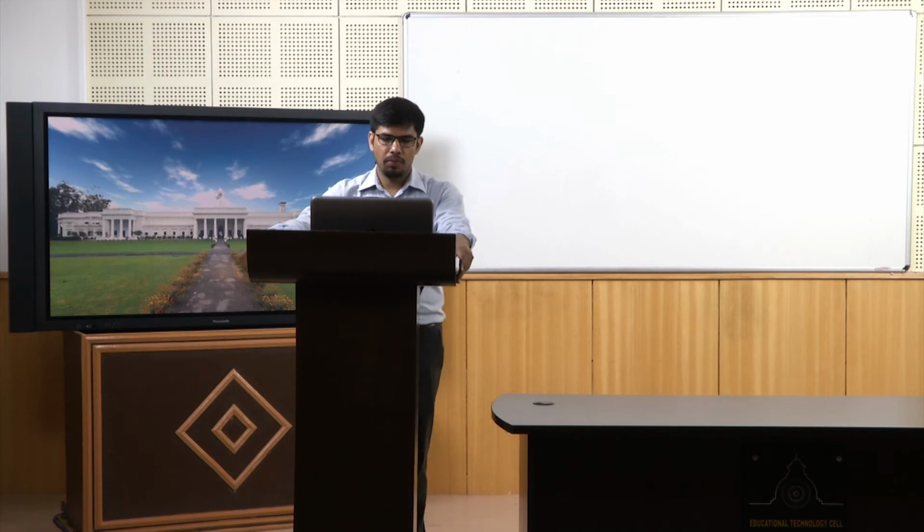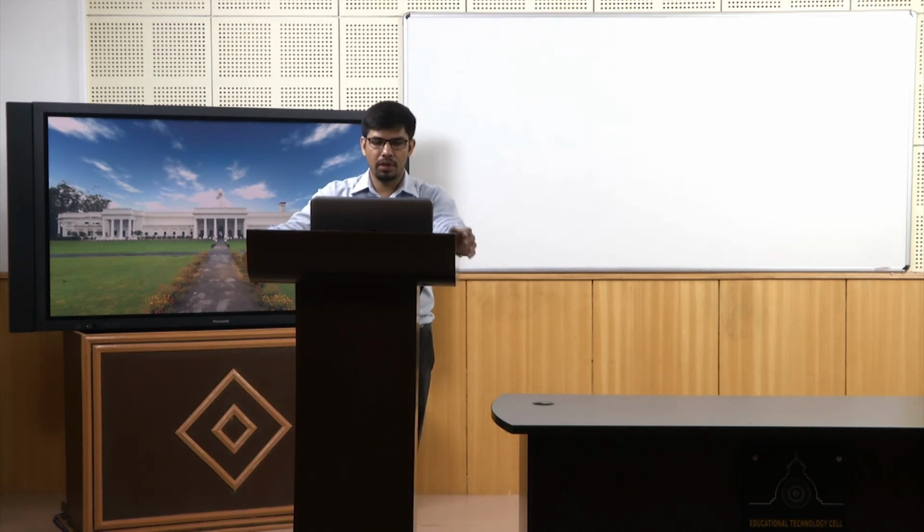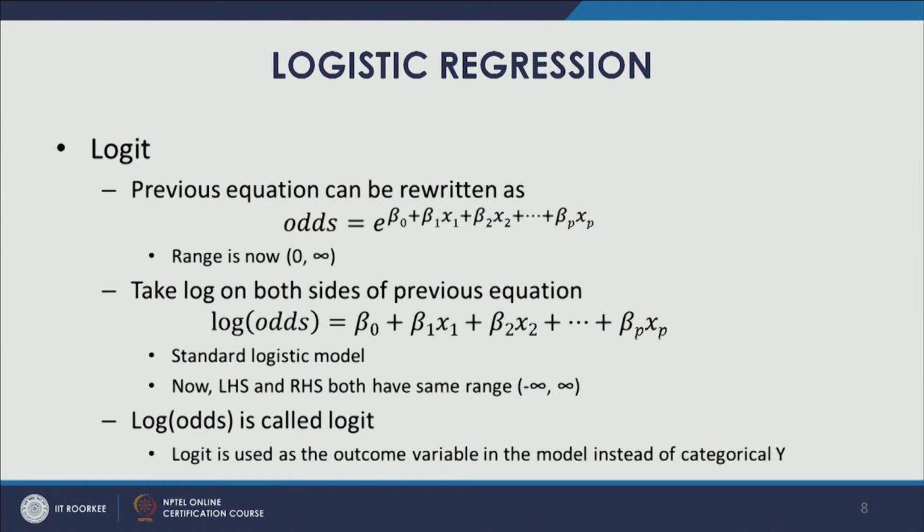So the same point is here. In the previous equation, it can now be rewritten as odds equal to exponential e to the power beta 0 plus beta 1 x1 plus beta 2 x2 up to beta p xp. So the range is now 0 to infinity. As you can see, both on the LHS and RHS we have already matched these ranges, and that same thing continues.